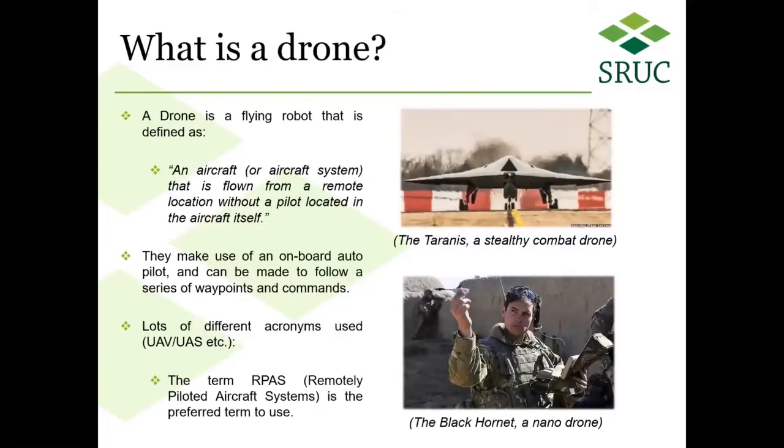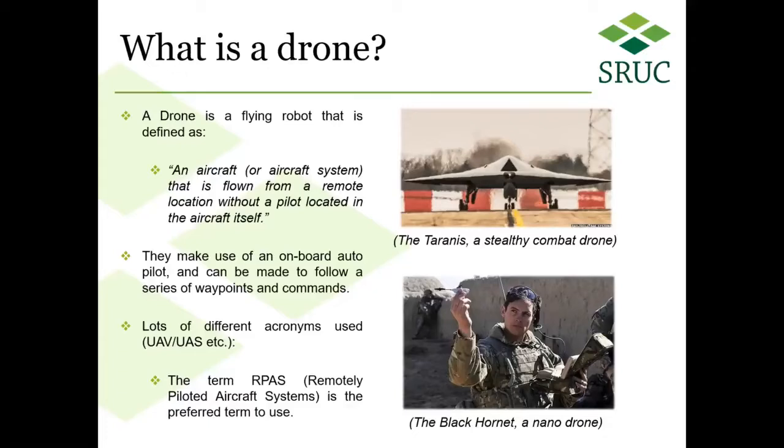It's basically an aircraft or aircraft system, which is flown from a remote location without a pilot. Obviously, a lot of these things come from military in the first place, and you've got a couple of examples there of a very large combat drone, and then also an extremely small combat drone, this black corner here. You can see where the technology could get to with a tiny little aircraft like that. That's where everything is going eventually.